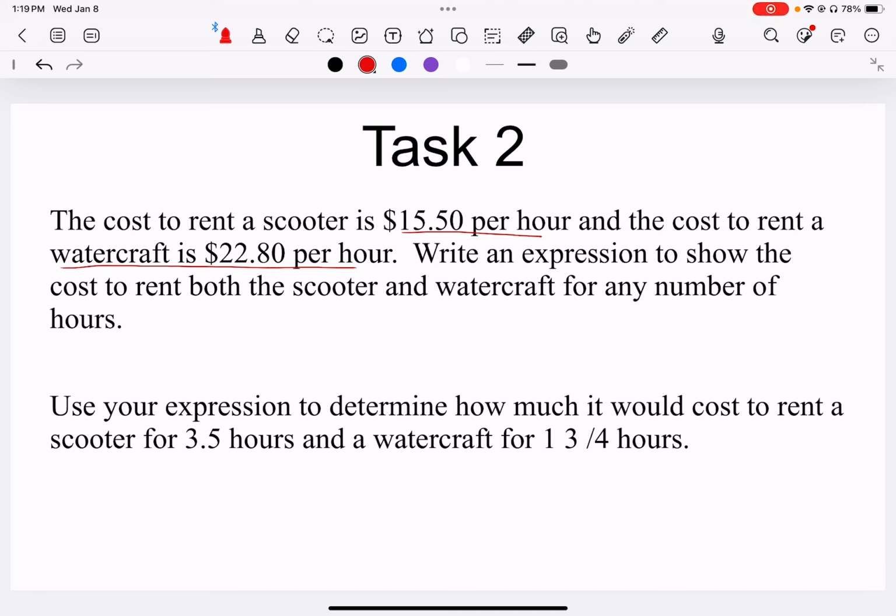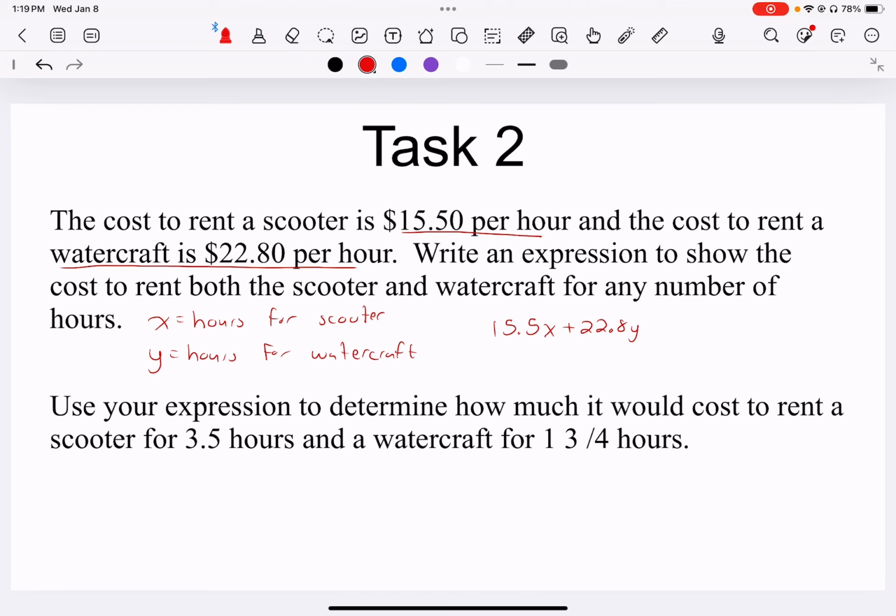In this case, I don't have to rent them for the same number of hours, so I'm going to use two different variables. X is going to be the hours for the scooter, and Y is going to be the hours for the watercraft. Now, since it's $15.50 per hour for the scooter, that's going to be represented by 15.5x. And if we're renting them both, we're going to add on the cost for the watercraft, which is 22.8 times y.